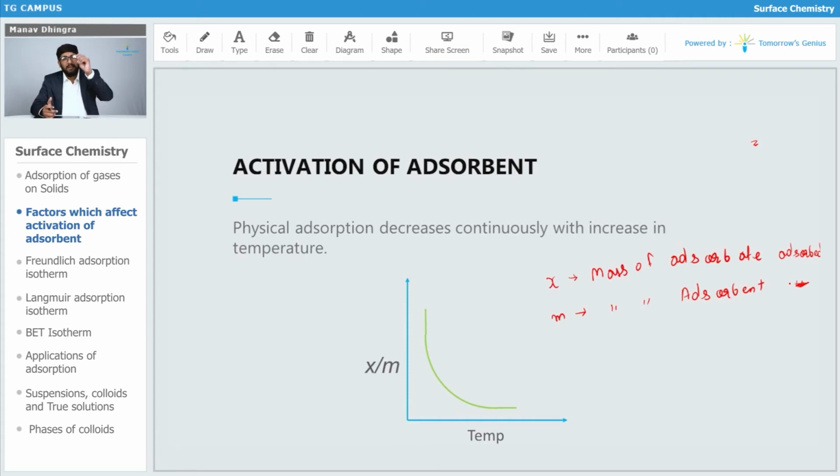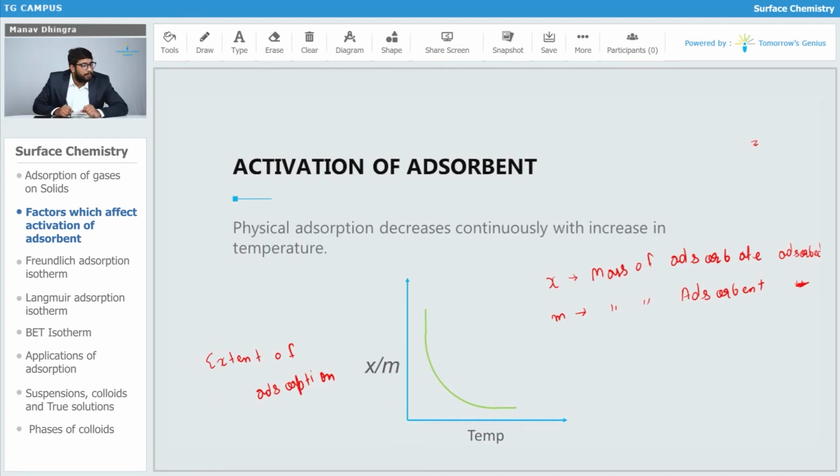And as you can see, it was experimentally seen that as the temperature is increasing from left to right, the curve is going downwards. It has a negative slope. So the more the increase in temperature, the lesser the extent of adsorption. Your x by m is also known as the extent of adsorption. This is in the case of physisorption, or physical adsorption.